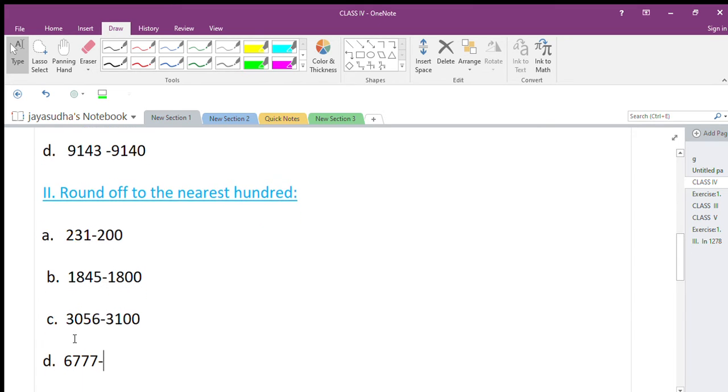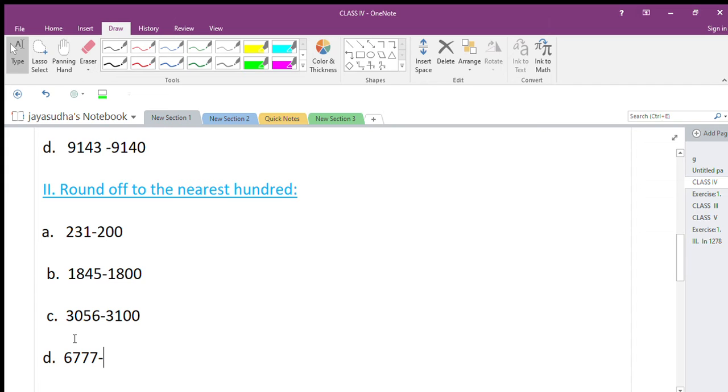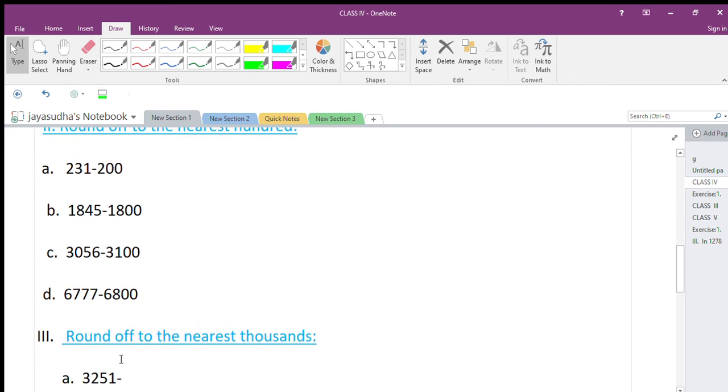Okay. Now look at the next sum. Listen, you don't touch the thousands place. Now you want to round off the hundreds place, so look at the tens place. It is 5 and above, 7. So you add 1 in the hundreds place. 7 plus 1 is 8. Then the rest of the two digits are 0. Are you okay children? Listen.